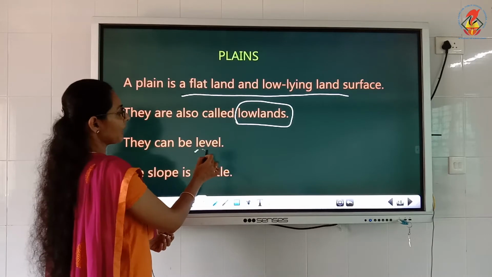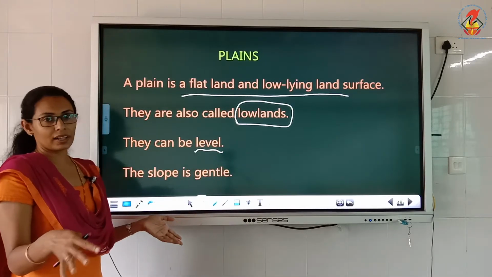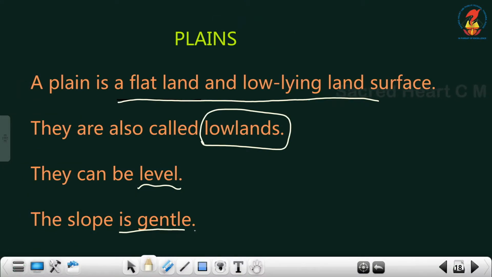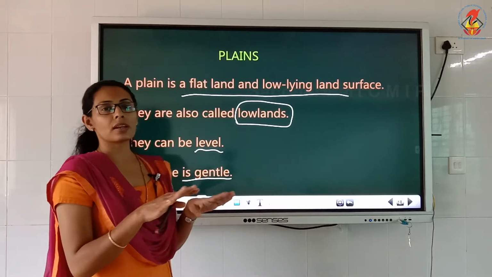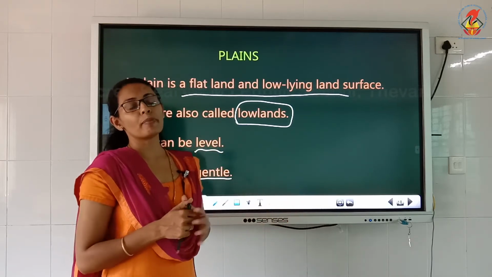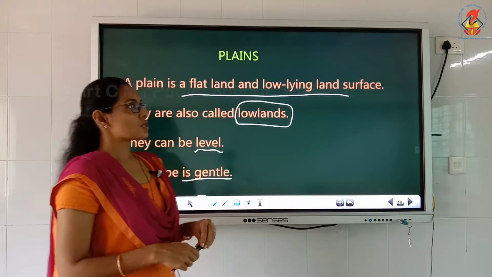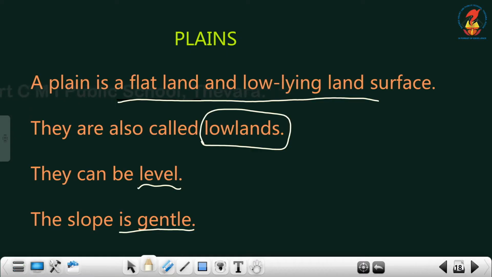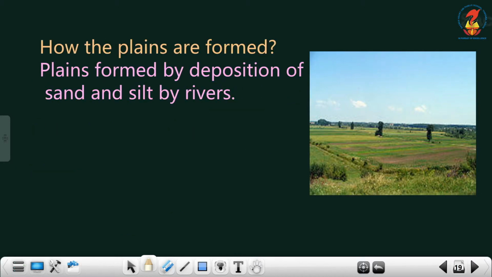Sometimes the plains can be level, sometimes uneven, that is uneven portions. The slope is gentle. Plain meaning the slope is not steep, it's a gentle slope. So that type of major landform is known as plains. So what are plains? Plains are flat land with a low-lying land surface, with another name, lowland. They can be level and also uneven, but the slope is very gentle. Okay, so this is known as the plain area.